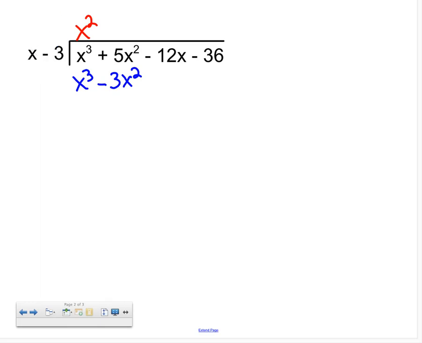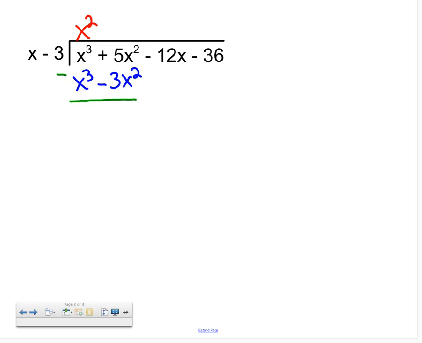Then, just like with long division with the normal numbers, I'm going to take these two expressions and subtract them. This is just like we did with the normal numbers, where we did 4 minus 3, and then 15 minus 15, and then 9 minus 9. We subtract the inside expressions from each other. X cubed minus x cubed is 0.